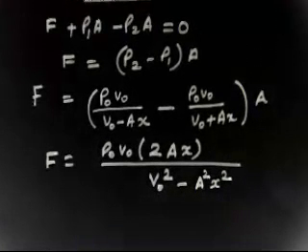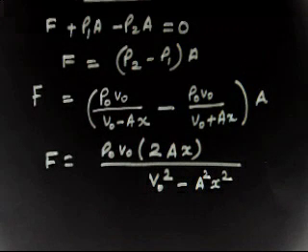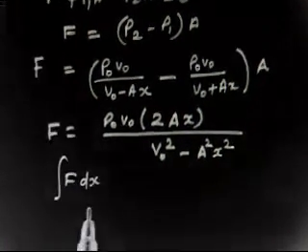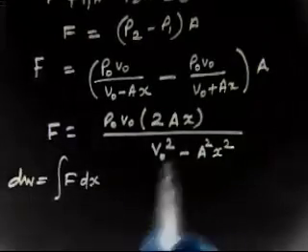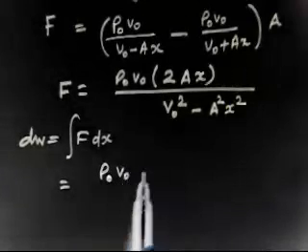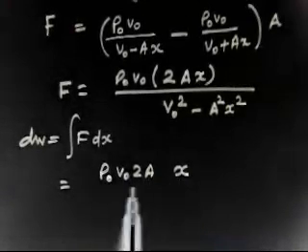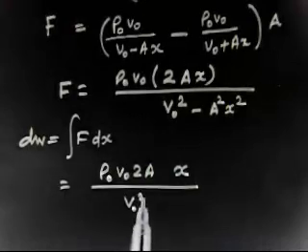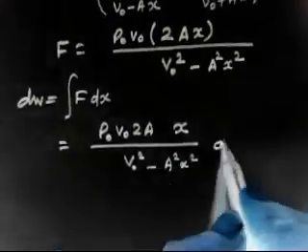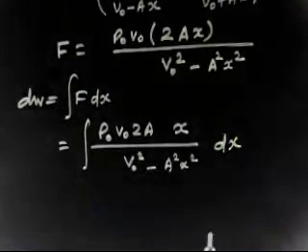Now we have to find what is the work done. Are you getting? So how will we find the work done? Can anybody give me some idea? So work done is very easy. I have to find F dot dx. This will be the dW. F I know. So now the expression for F is P0V0 2Ax divided by V0 squared minus A squared x squared. This is F into dx. This is the work done.